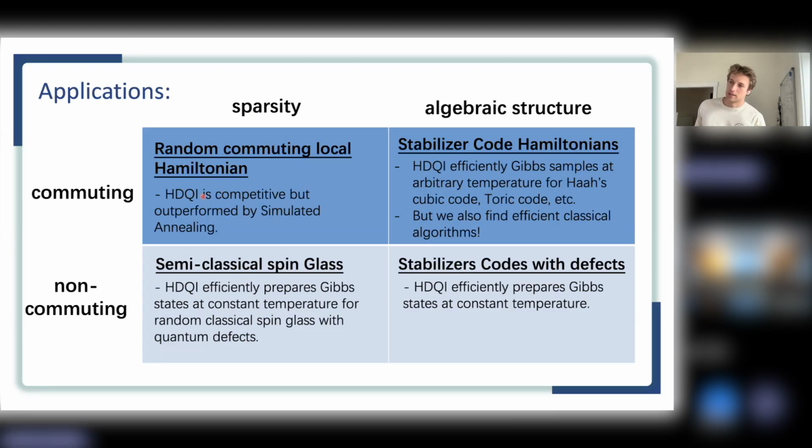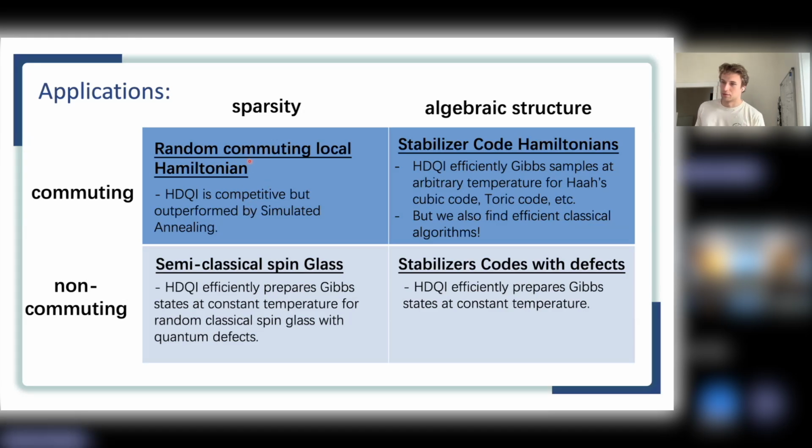Okay, so unfortunately, as in the classical case, if you only have sparse structure, we don't find quantum advantage. What we do find is that HDQI gets close to the best energies achieved by a classical algorithm called simulated annealing, but we don't beat it.